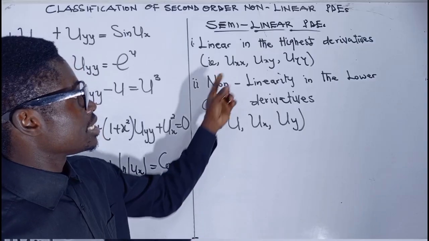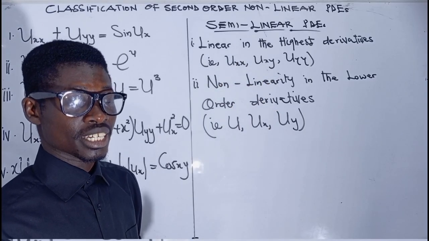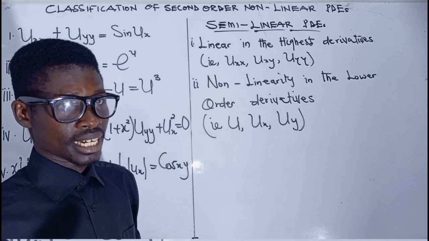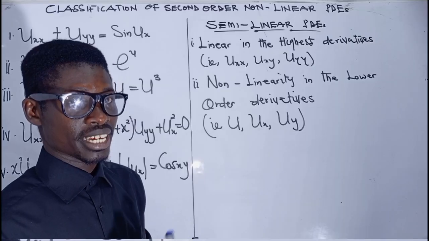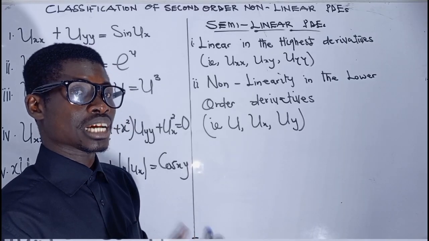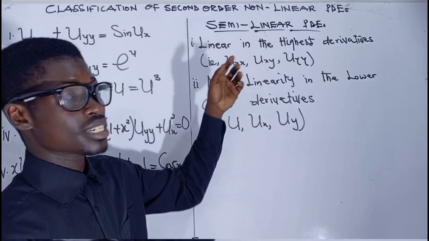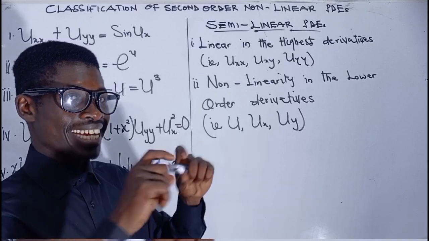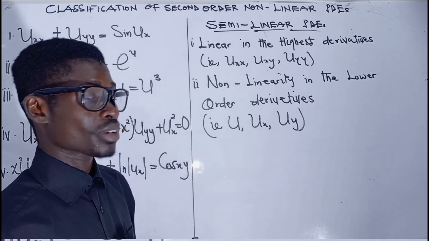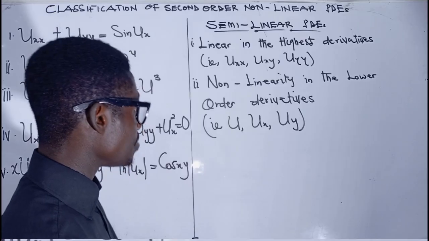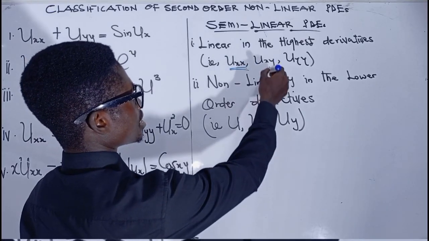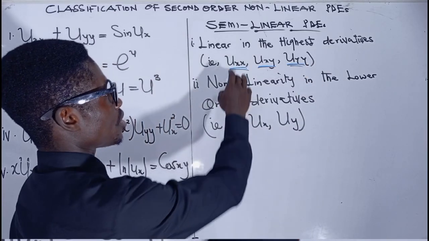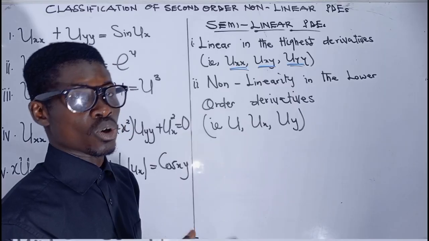So the first one is, it is linear in the highest derivatives. It means that the highest derivatives within that equation are all linear. It is linear with respect to the highest derivative. And as I said in our previous lesson, to classify nonlinear PDEs under semi-linear, quasi-linear, and then fully nonlinear, our concentration is going to be on the highest derivatives. And since we are talking about a second order, our highest derivatives are going to be uxx, uxy, and then uyy. So our focus is going to be on these three, whether they are linear or non-linear.